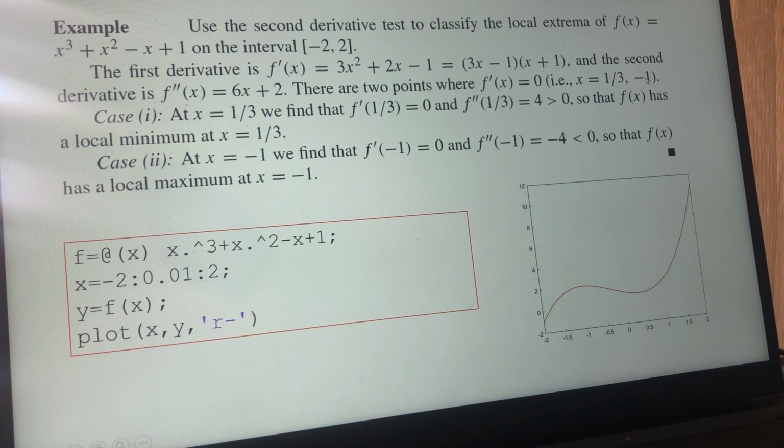If I plug the minus 1 inside the second derivative, what do we find? It is minus 4, which is less than 0. It will give us this local maximum point. It is at minus 1, and if you plug the minus 1 into this f function, you can find the y for that. Okay? This is just a very familiar example for you.